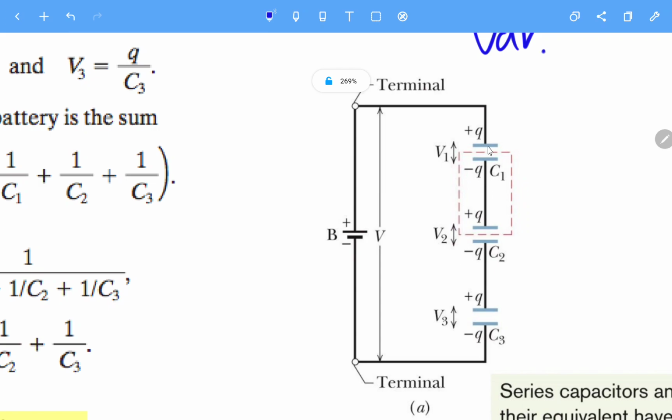What does it mean? For series capacitance, the bottom plate of the first one connects to the top plate of the next one, and the bottom plate of that one connects to the top plate of the next, and finally they chain up in a line like this. The bottom plate of the last one connects to the battery, and the top plate of the first one connects to the battery. So it forms a loop.